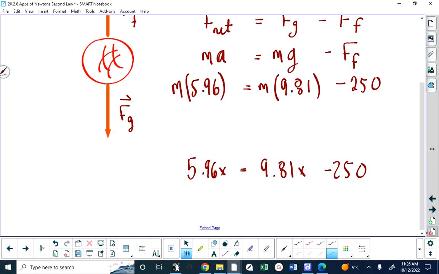You want to move all of your x terms to one side. This is my advice. Since you have more x's on the right, move the x's to the right. So I'm going to take 9.81x and subtract 5.96x. This negative 250 is going to go to the other side. So what I'm really going to have here is 9.81m minus 5.96m equals 250.